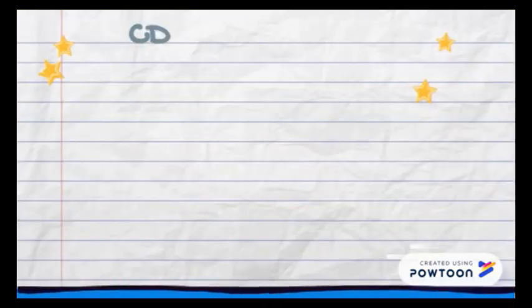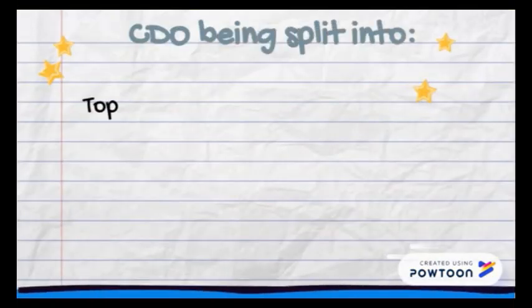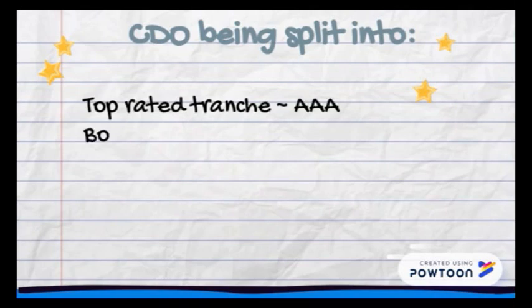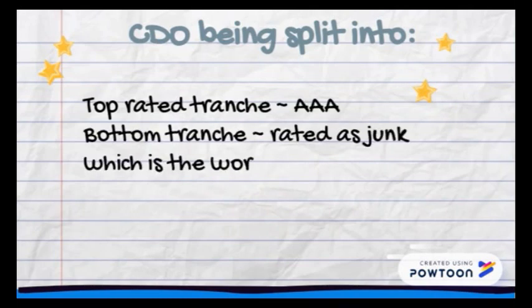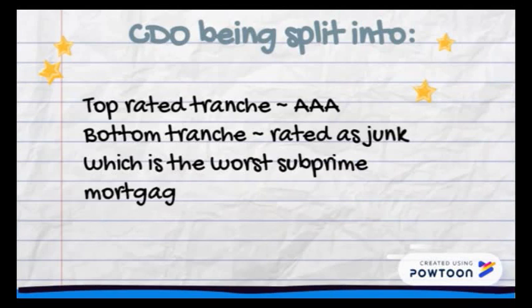Although the CDO is split into tranches, with the top-rated tranche being AAA and the bottom tranche being rated as junk, they are all actually based on the same asset, which is the worst subprime mortgages from a large mortgage pool.